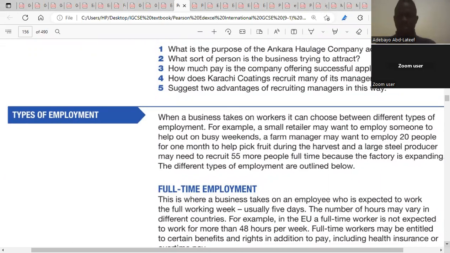Do you get the point, please? Employing workers for a vacant position. For a what? For a vacant position. A vacant position means the space is there for someone to fill up. Do you get it?